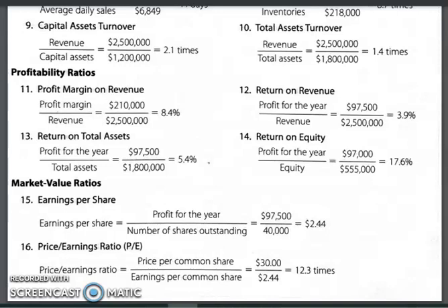And then the price earnings ratio, which is our price per common share, so how much our common shares are trading for on the open market, which is $30, divided by your earnings per common share, which is $2.44, means that the price it's selling for divided by the earnings that it generated in that year is 12.3 times. And you can find this information about market value ratios, the earnings per share, and the price earnings ratio on page 150 in your textbook.